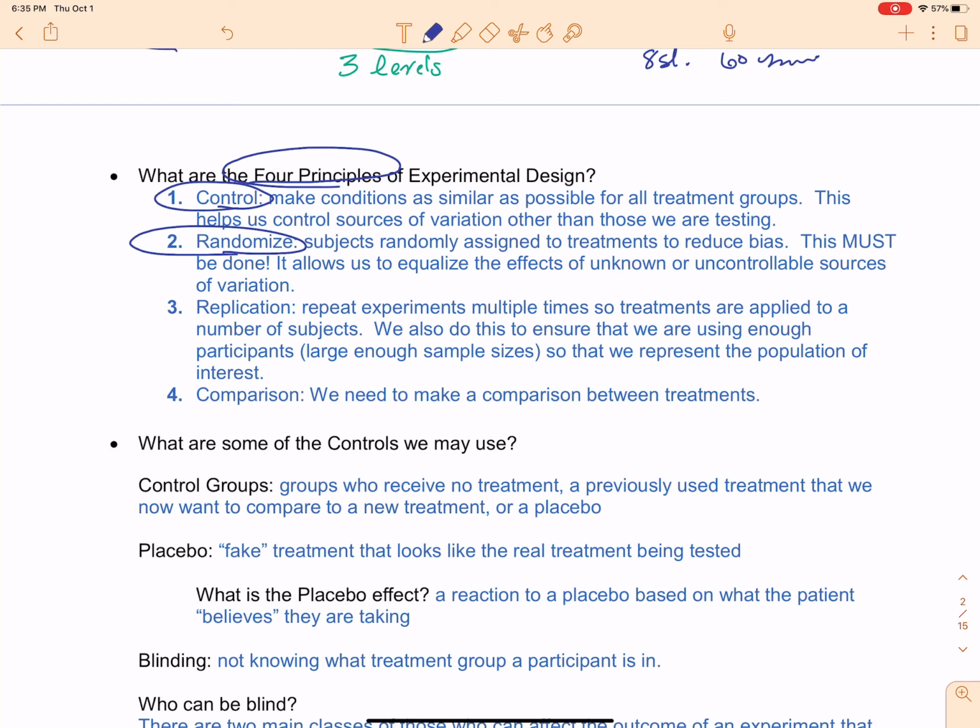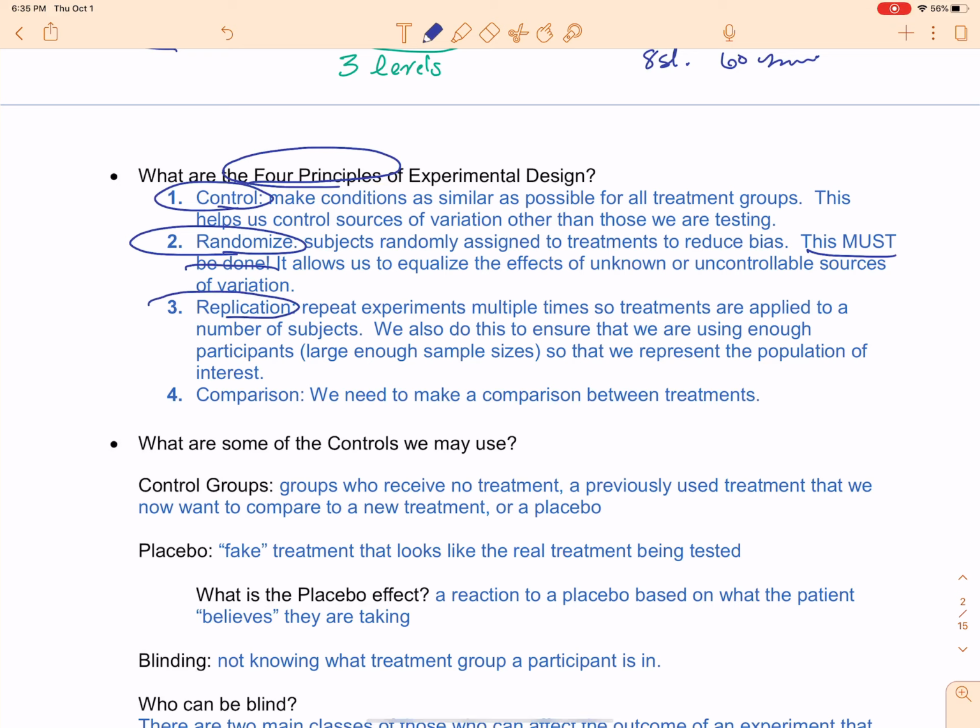Remember, all of our participants or items need to be randomly assigned to a treatment. If you do not do this, it is not an experiment. This has to be done. There's no getting around it. If it's not done, it's not an experiment, period.